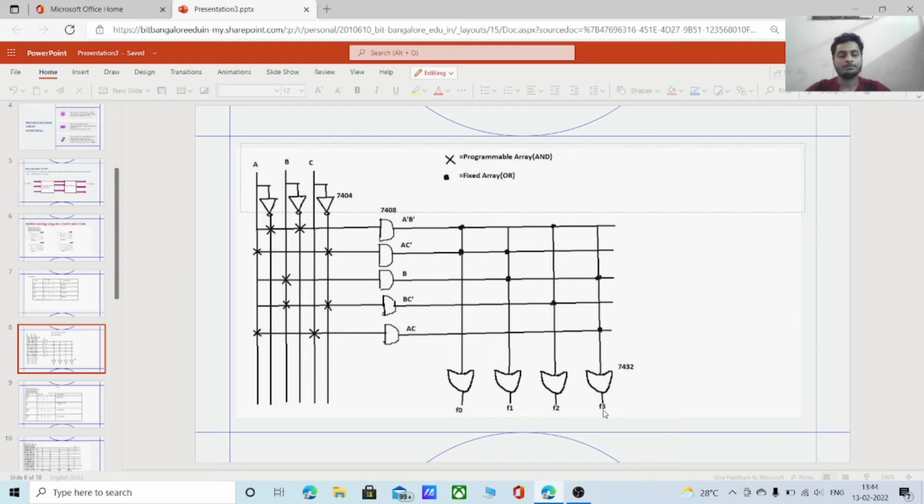And the fourth function is F3, which is B plus A into C. So we put a dot at B and we put a dot at A and C. In this way, we solve problems. Let's consider another problem.